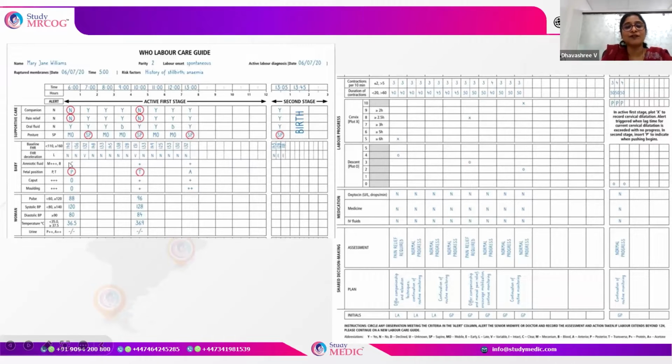Coming to amniotic fluid, if it is clear, it is fine. Otherwise, if there is meconium, especially grade 3 meconium, we have to be alerted. Or if it is blood stained, we mark it as B, which is alertable. Amniotic fluid we have done, and now position.